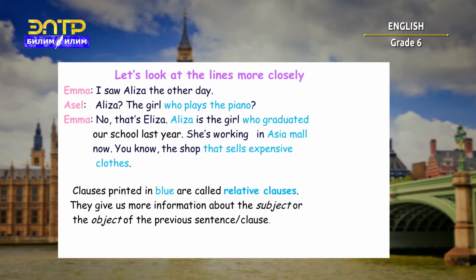Okay, let's look at the lines more closely. The girl who plays the piano. The girl who graduated our school last year. The shop that sells expensive clothes. Clauses printed in blue are called relative clauses. They give us more information about the subject or the object of the previous sentence.